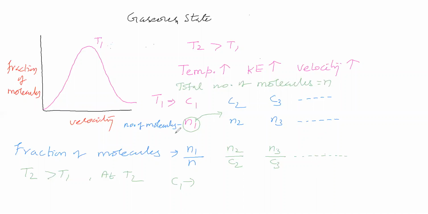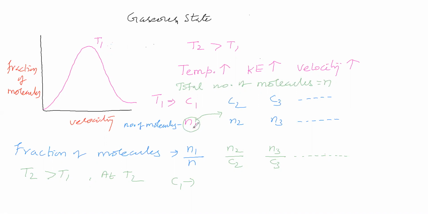When you supply heat, these molecules get heat energy, therefore the molecules' kinetic energy increases, so their velocity increases, and these molecules move towards the higher velocity side. Similarly, these other molecules are getting heat energy, so their kinetic energy increases, therefore velocity increases. Velocity increases means they move towards the higher velocity side.